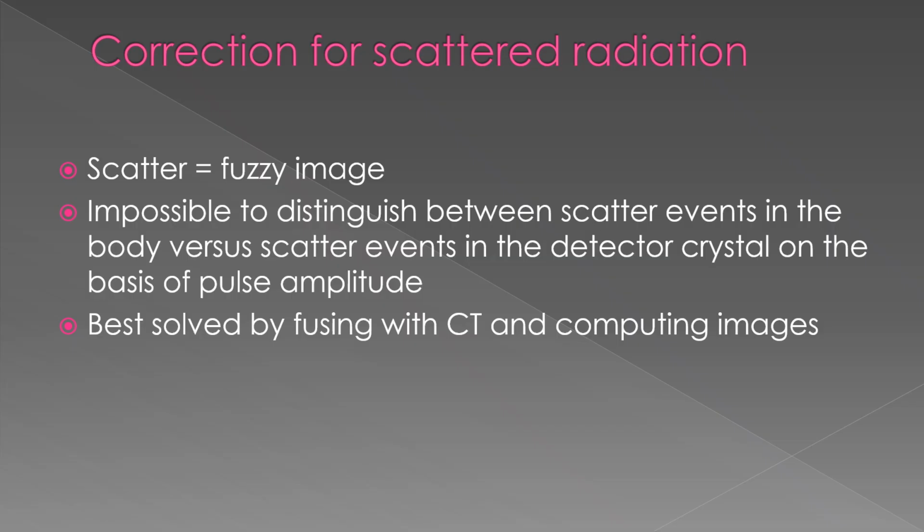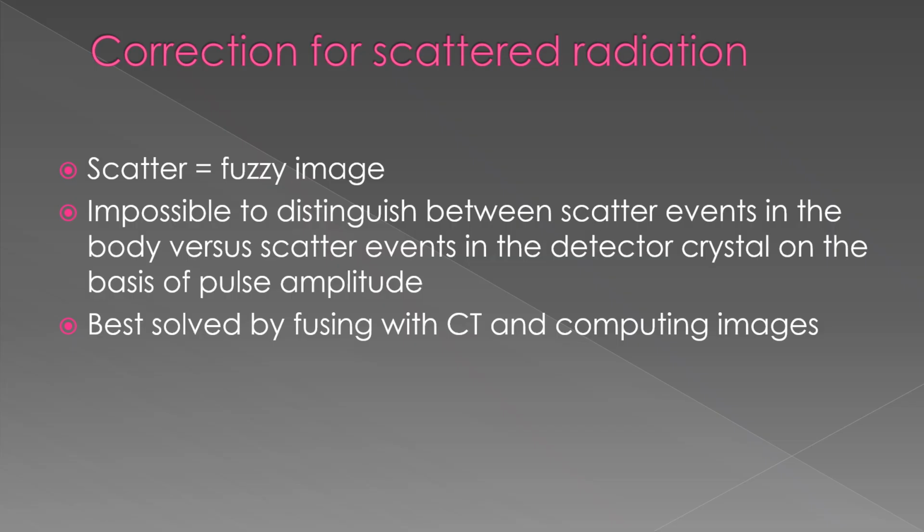Scatter is also a problem. Those scattered annihilation photons get picked up and they will cause a fuzzy image because they end up looking like they're annihilation events, and they get traced back with their line of response and a count gets placed in the field of view, but it's not supposed to be there. It's a false count that's showing up.